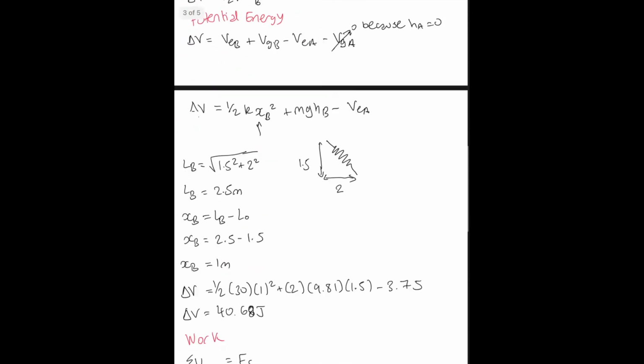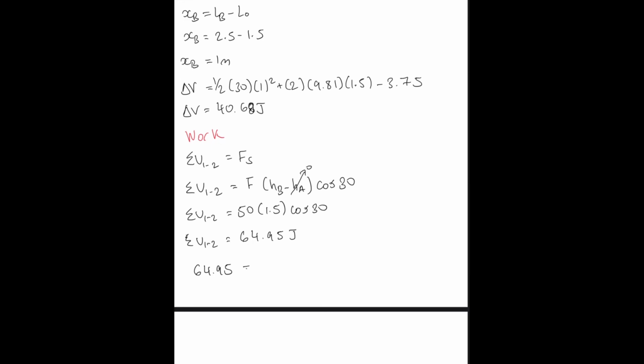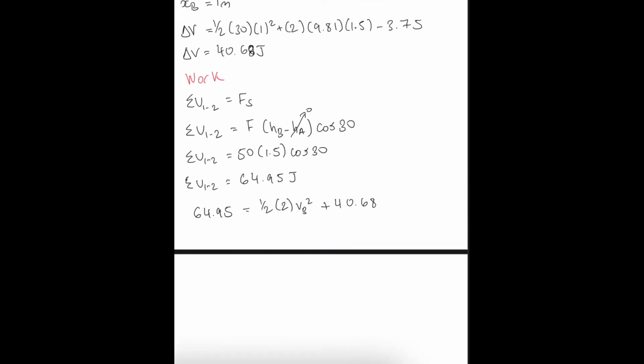Now we plug everything into the main equation again. This one, we're going to get 64.95 is equal to half times 2 times vB squared plus 40.68 to finally give us vB is equal to 4.93 meters per second.